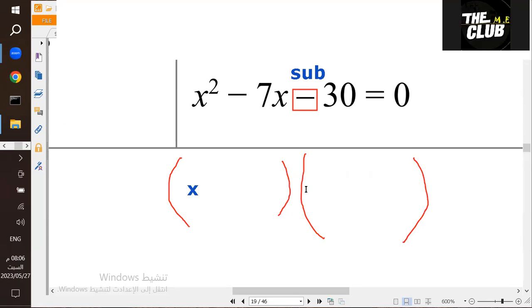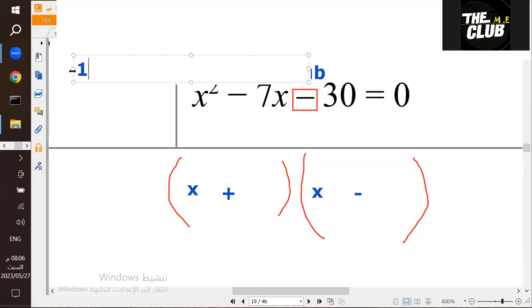So we know what's going on in the middle: x and x. Because it's subtract, when do you subtract, when you have the same signs or different signs? Different signs. Subtraction happens when you have different signs, meaning one is positive and one is negative. If it was add, it would mean same signs. I need two numbers that multiply to get 30 and subtract to get 7, not add. It's 10 and 3.